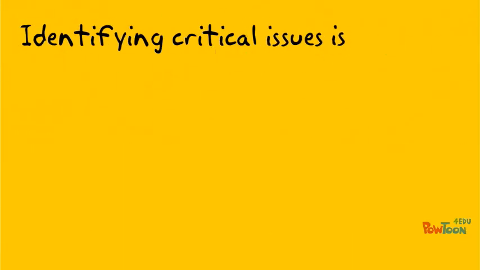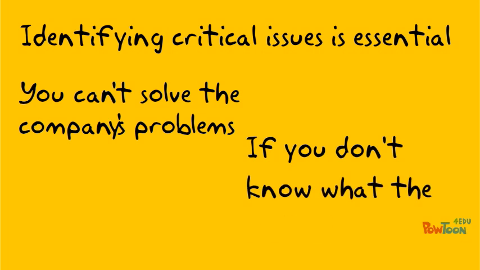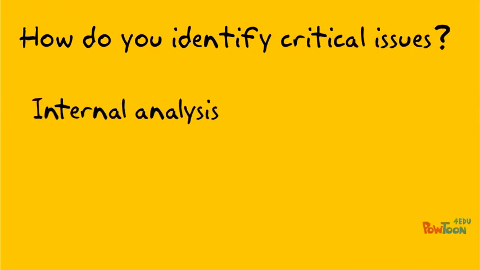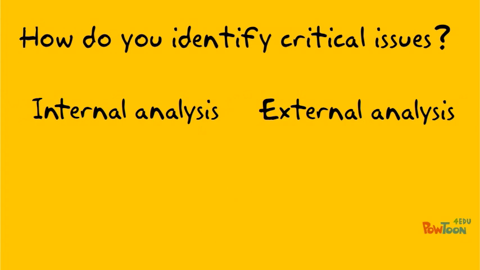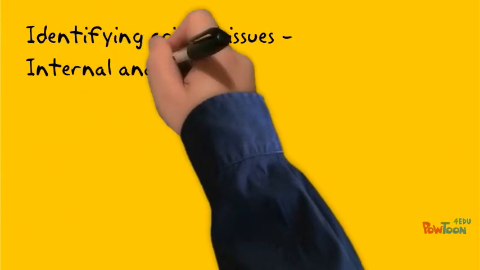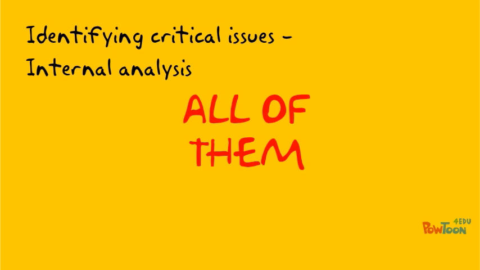All right, so identifying critical issues is essential, because if you haven't identified the critical issue, you can't solve the problem if you don't know what the critical issues are. So how do you identify critical issues? Well, it's one part internal analysis, one part external analysis, and one part judgment. So, with regards to internal analysis, which internal analyses should you use? Simple answer is all of them.